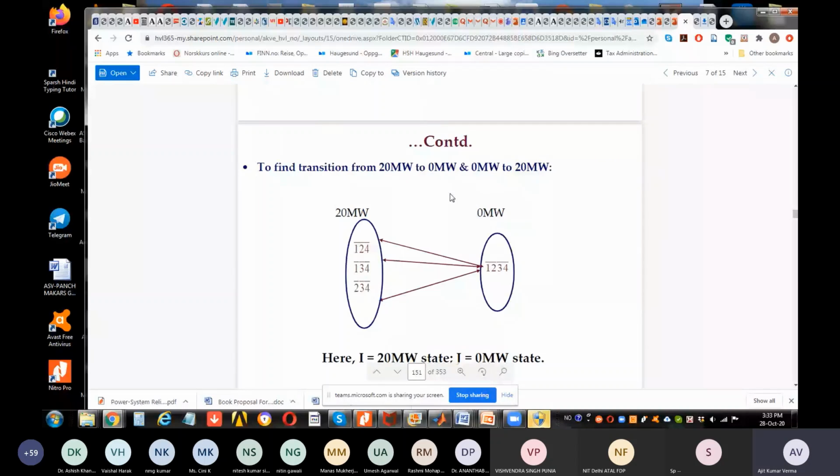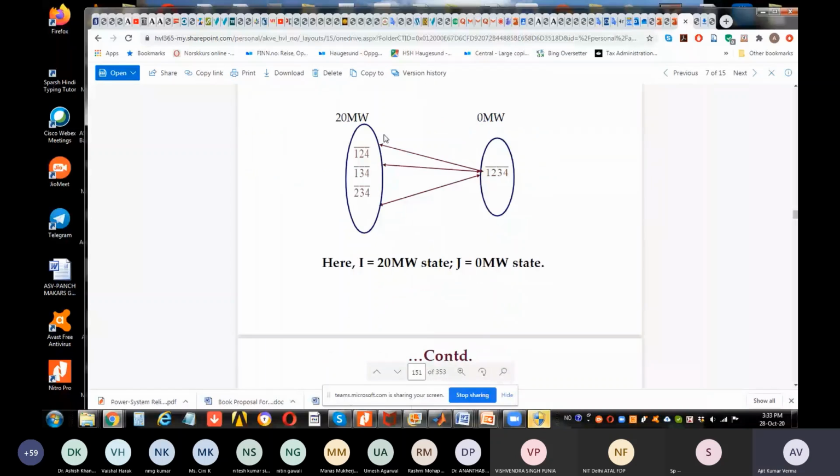So 20 is the states where unit 4 failure is involved. So 40, 20, 20, that's 80 megawatt down. Here also 80 megawatt down, 80 megawatt down. So the state capacity is 20 megawatt. And here all of them are down, 0 megawatt. Nothing is remaining. So we want to merge these states and then find out from 20 to 0 and 0 to 20. So this makes life easier.